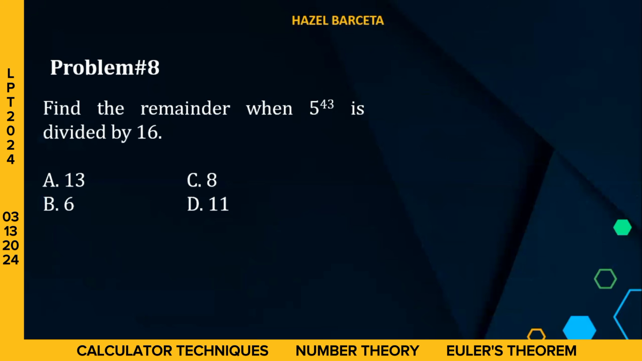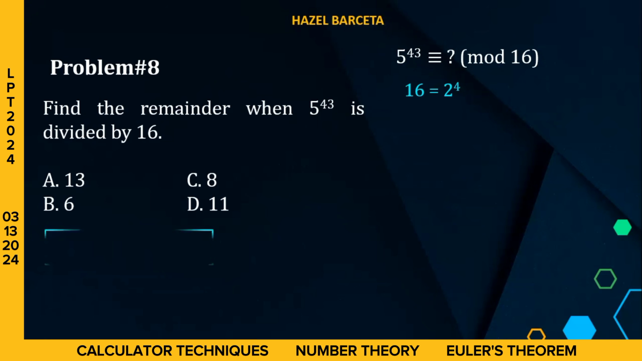So, problem number 8. Find the remainder when 5 raised to 43 is divided by 16. So, ayan, pasok na po ang ating composite. And here is our problem. 5 raised to 43 is congruent to question mark remainder mod 16. And ito po, tulad po kanina, ang factors po ng 16 ay 2 raised to 4. So, alam na po, we can apply the prime power rule.